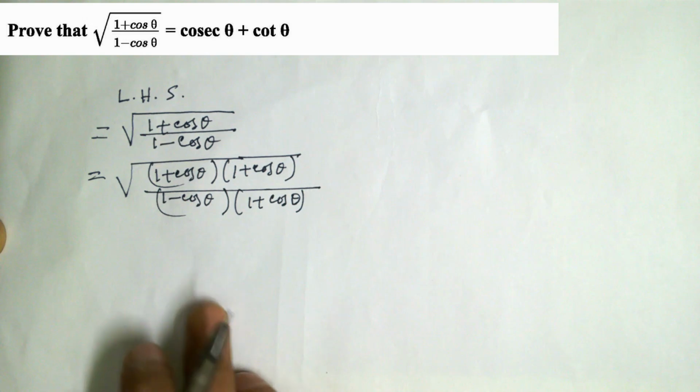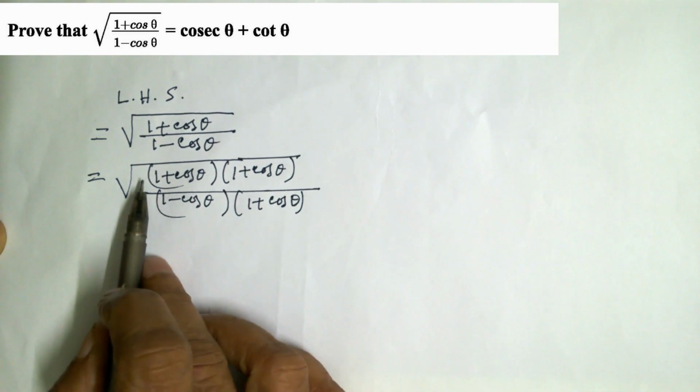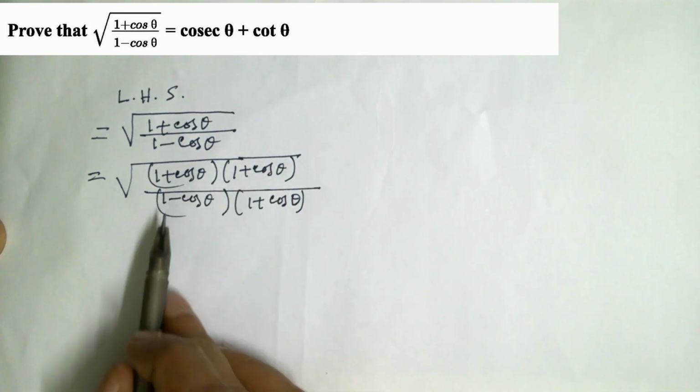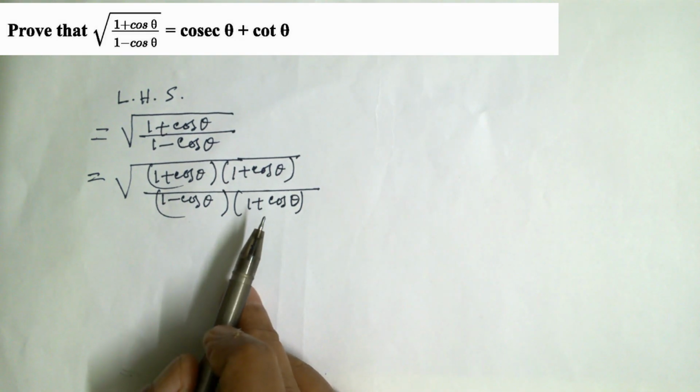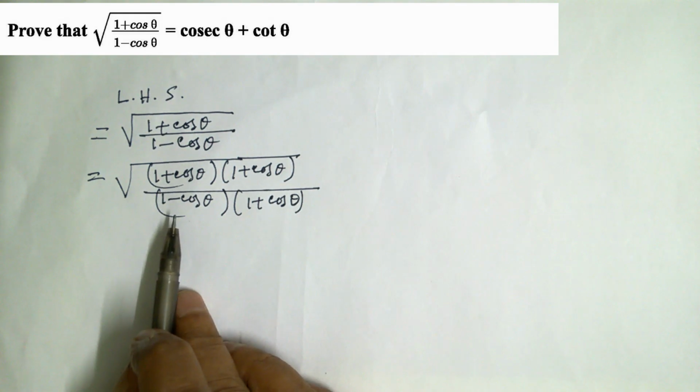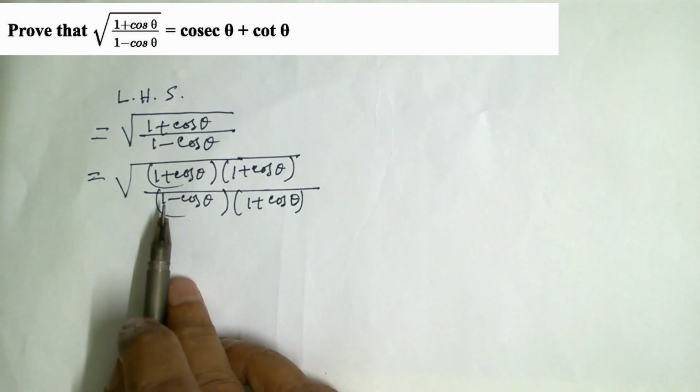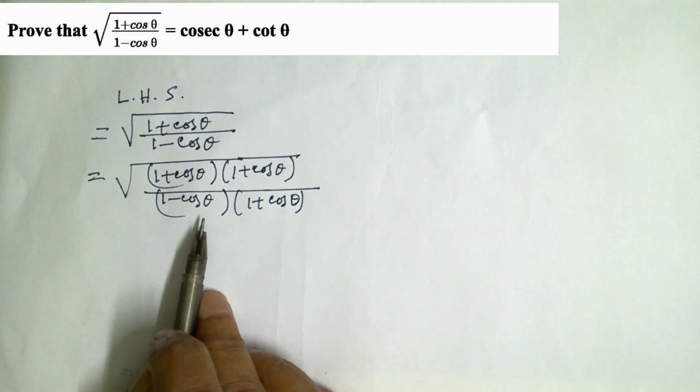See why this is done. Because the numerator will be (1 plus cos theta) whole square and the denominator will be 1 minus cos square theta. There is a formula in trigonometry: 1 minus cos square theta is equal to sin square theta. So the denominator will be reduced to a single term.